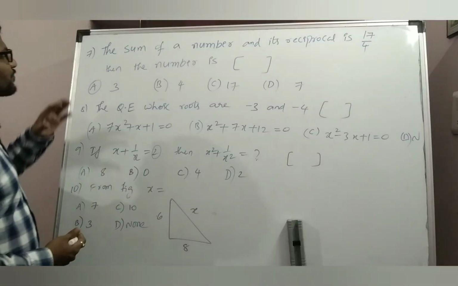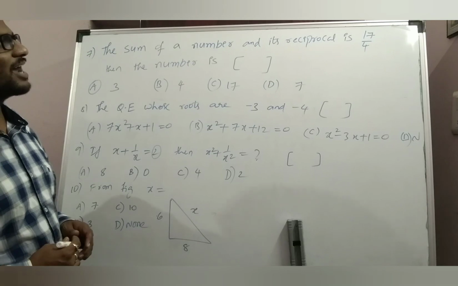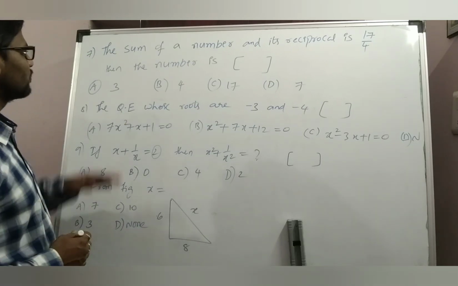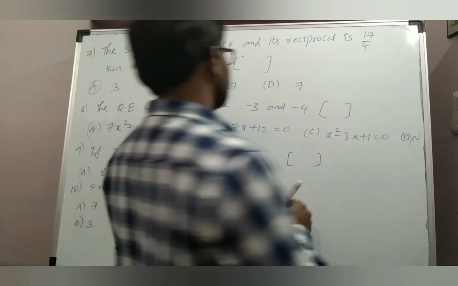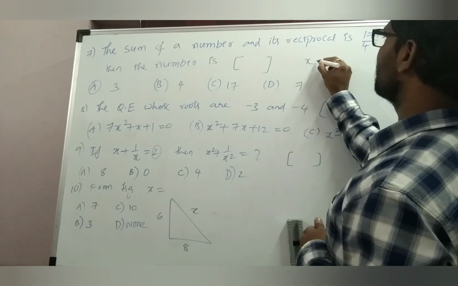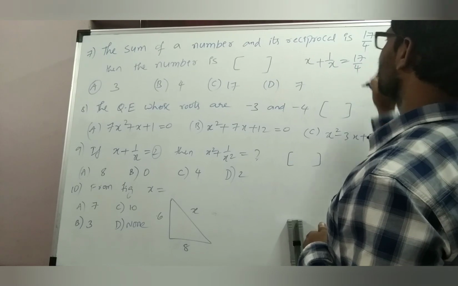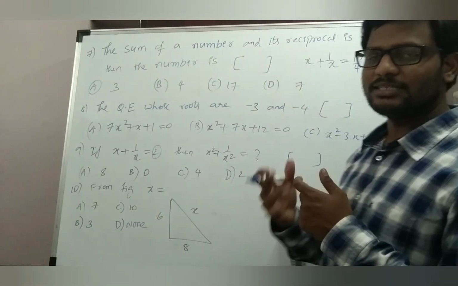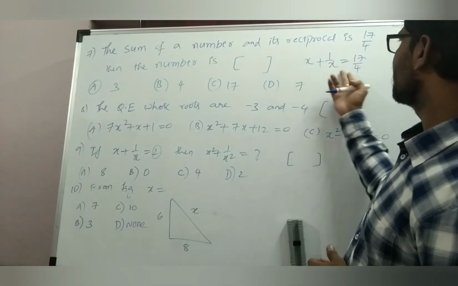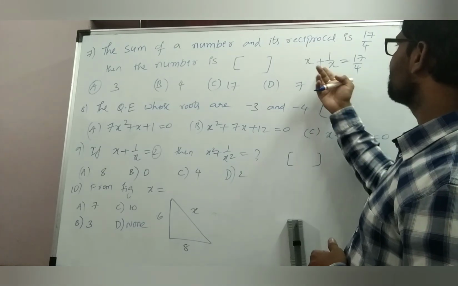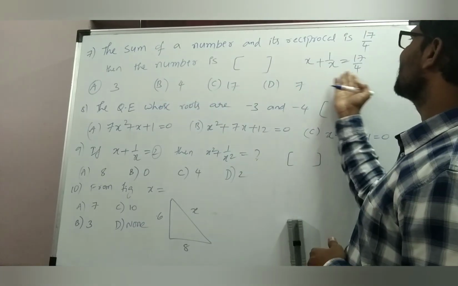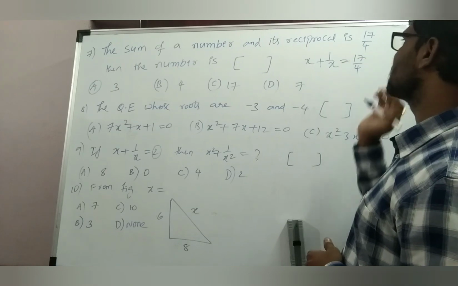Next question. The sum of a number and its reciprocal is 17 by 4. Then what is that number? Let the number be x and its reciprocal is 1 by x. The sum of the number and its reciprocal is 17 by 4. Which option is satisfying this equation? x plus 1 by x equal to 17 by 4.